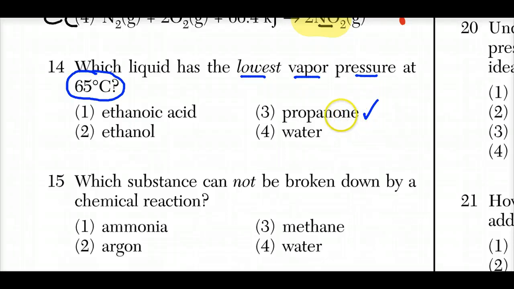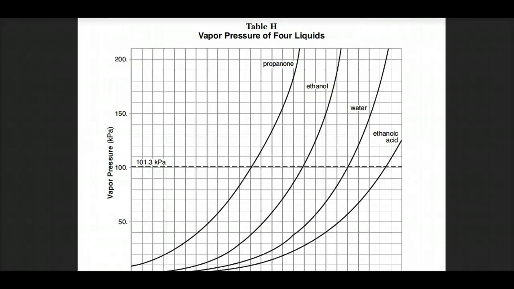If you didn't know any of that, and that's okay if you weren't the geek of the century like some of us, you can look somewhere, and let's go there. So here we are with table H, which lists the vapor pressure of 4 liquids. And here's your acetone, ethanol is your alcohol, water, ethanoic acid, aka vinegar. This dotted line represents the standard pressure pushing down on a liquid, which prevents it from boiling.